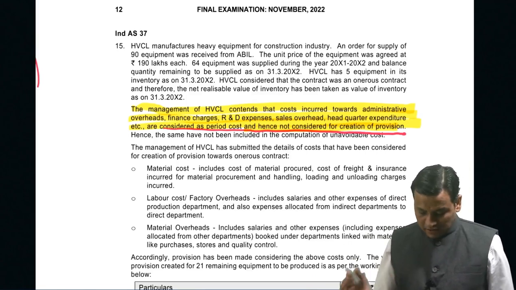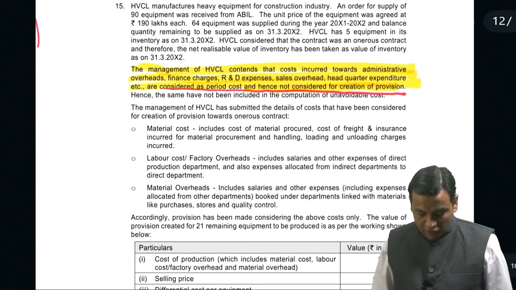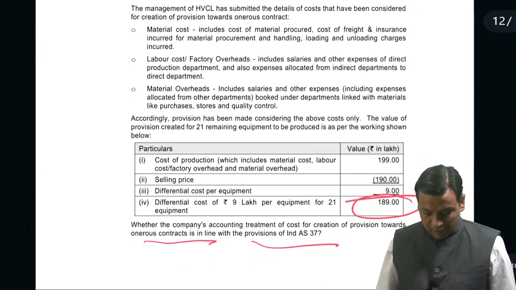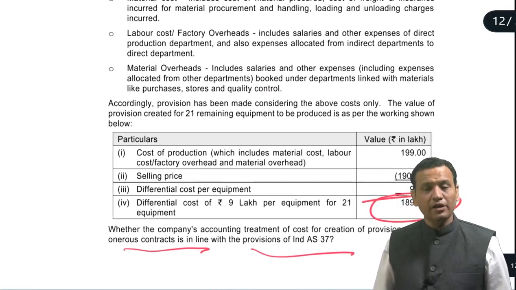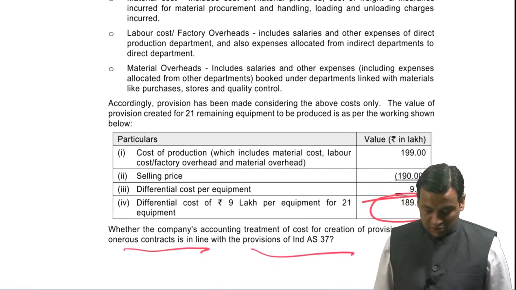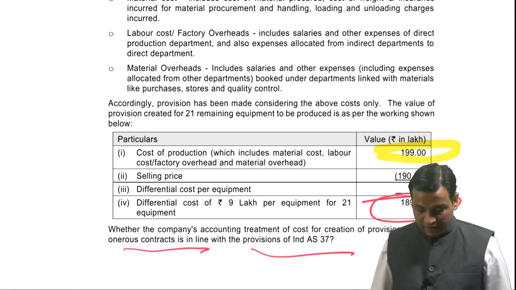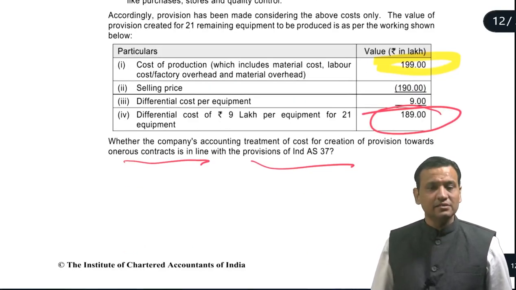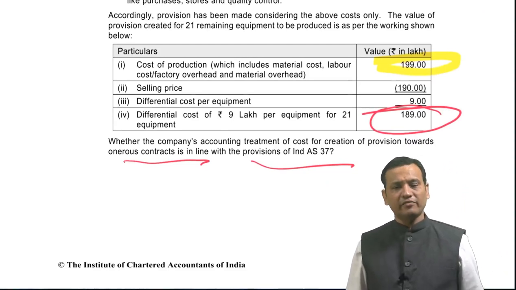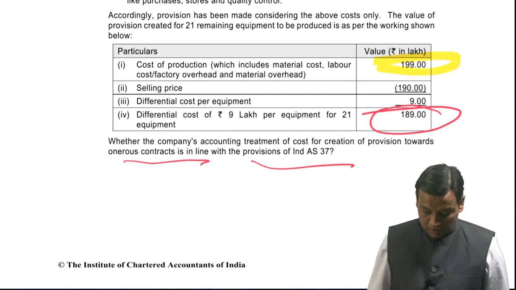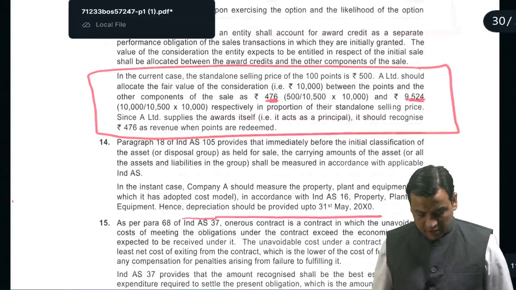Yes, it is very clear. And now what will come in material, what will come in labor, material overheads? Yes, all these expenses will be included for the purpose of calculating your unavoidable cost. So your selling price is 190. The cost to complete is 199. So 9 lakhs is the differential cost into 21 equipment. So 189 is the provision to be created. So that is obviously correct.